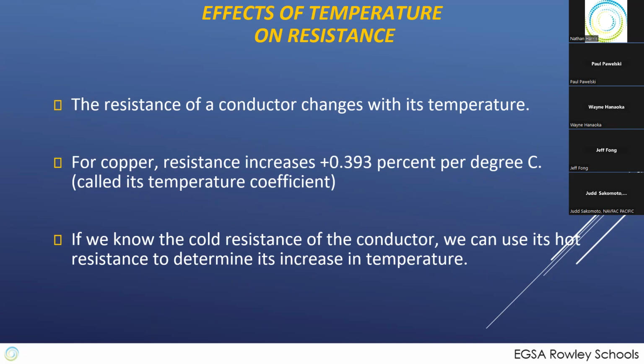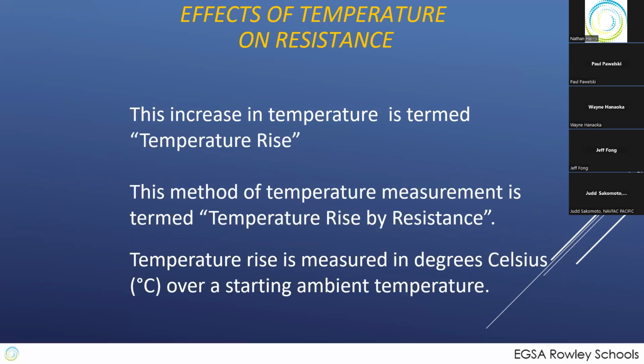So if we know the cold resistance of the copper, we can use its hot resistance to determine what the temperature is. Okay, this is termed temperature rise. And the measurement by looking at the amount of resistance before and after an event occurs, that's called rise by resistance. This is something we do when we design a new generator.